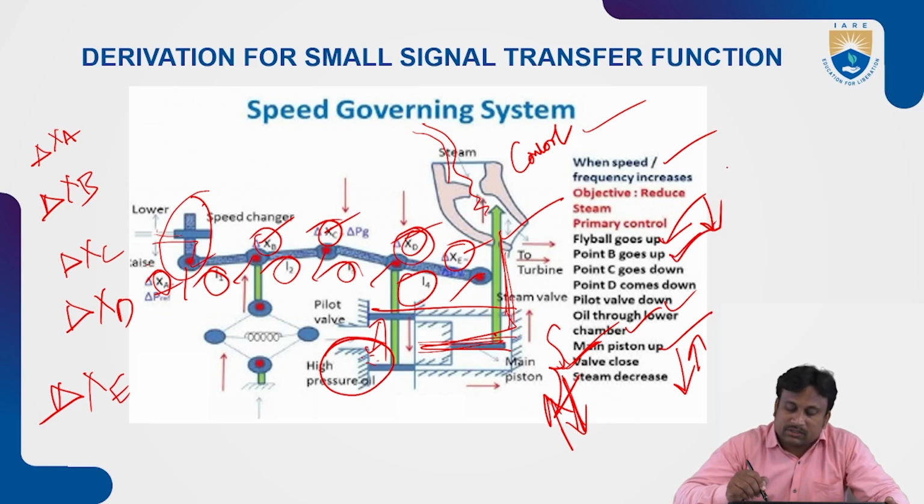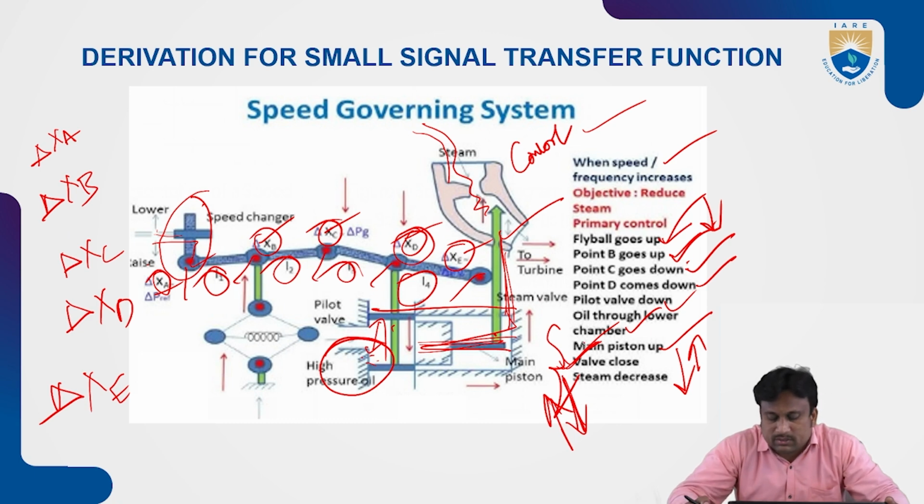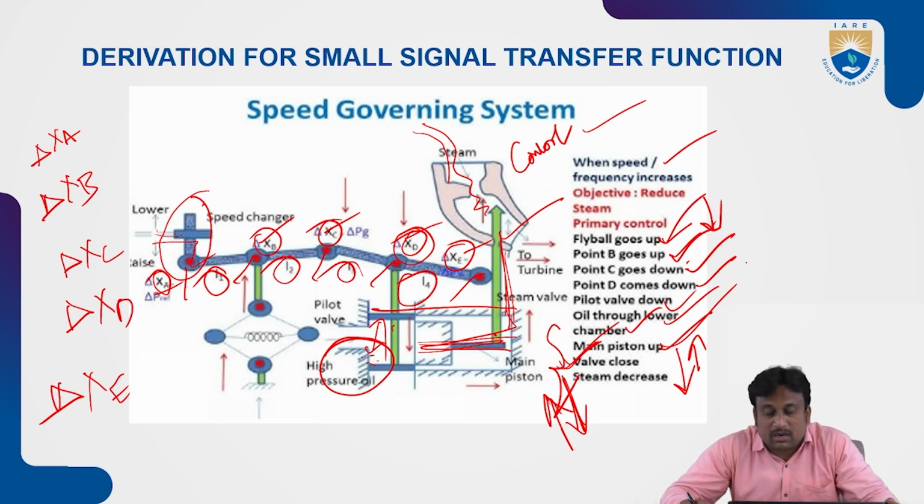When it goes in decreasing order, then the fly ball goes down. So here point B goes up and point C goes down, and point D comes down, and according to that the piston movement, the force of action, takes place. Then oil through the power chamber is lower, which happens in the main piston up and down.